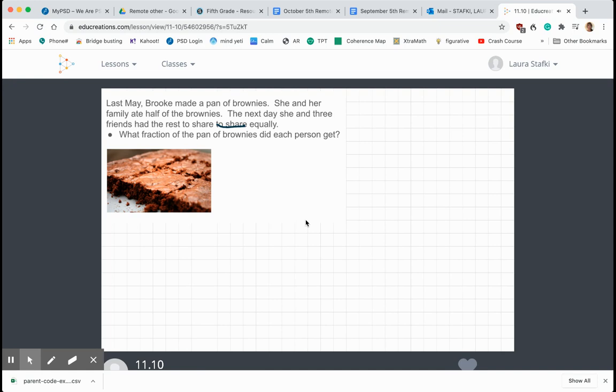I see a little typo. What fraction of the pan of brownies did each person get? Go ahead and pause the video and do a visual representation. Go ahead and pause now.